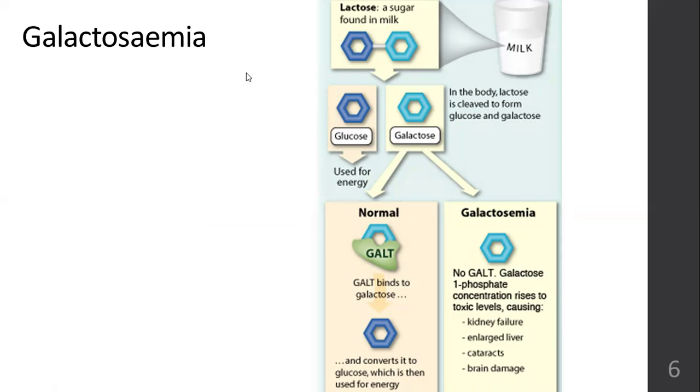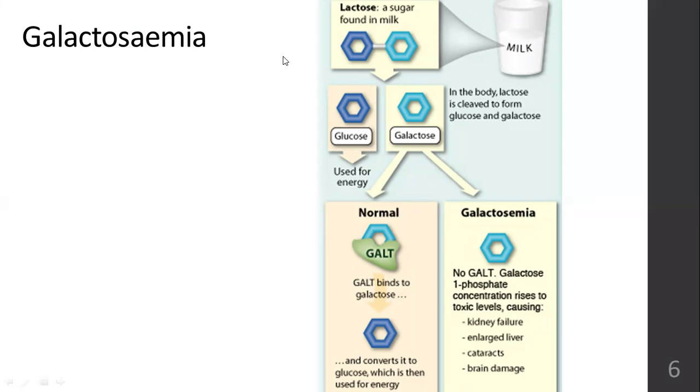Then you have galactosemia. So galactosemia, what do you think the word galactosemia means? Can anyone break this word down? What does it mean? Galactosemia. Just from the word, what can you guess?